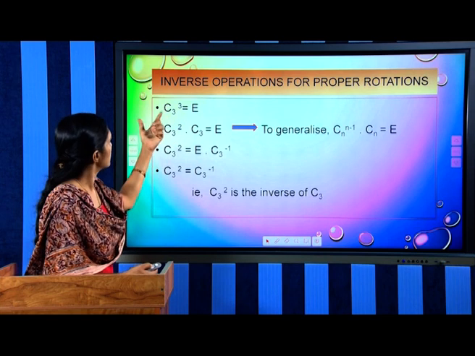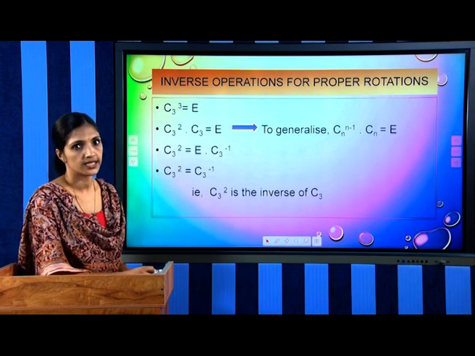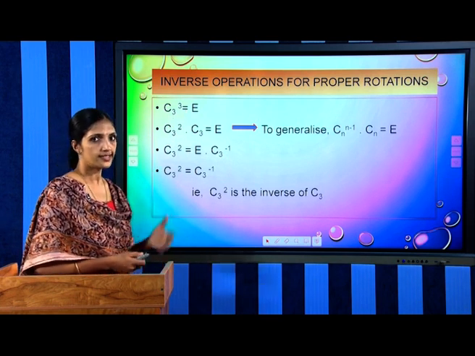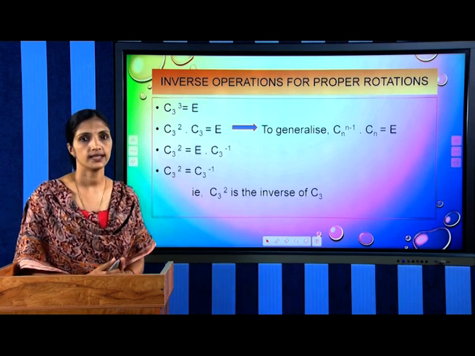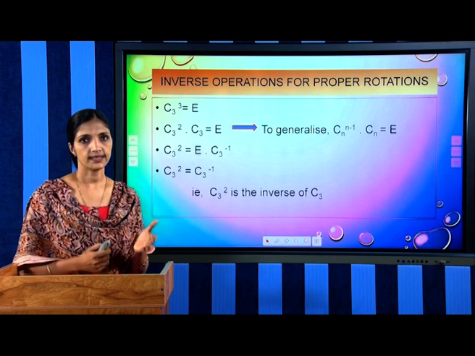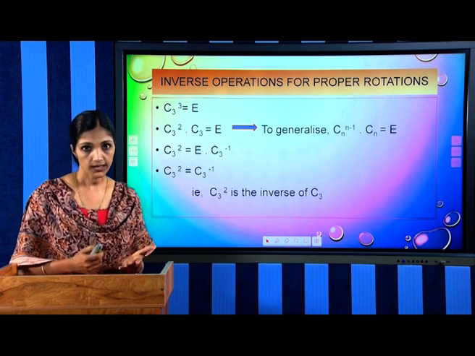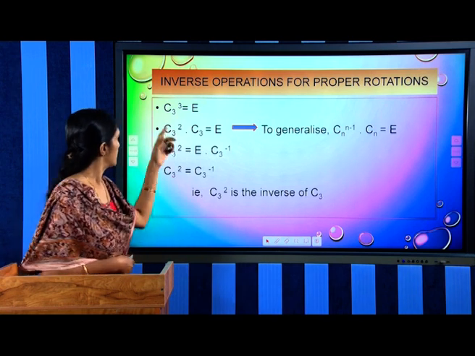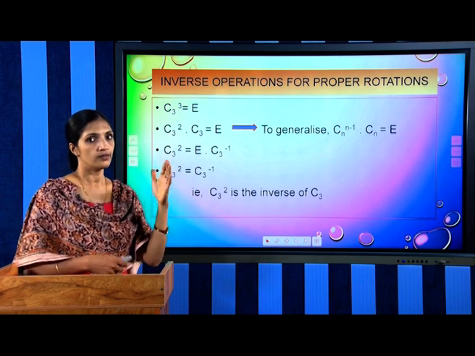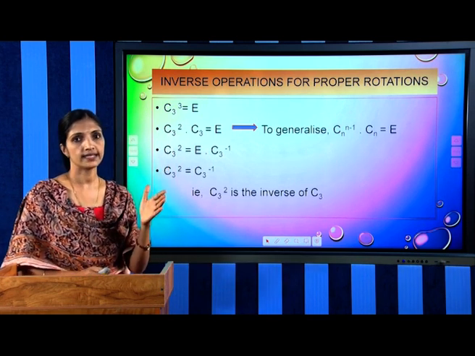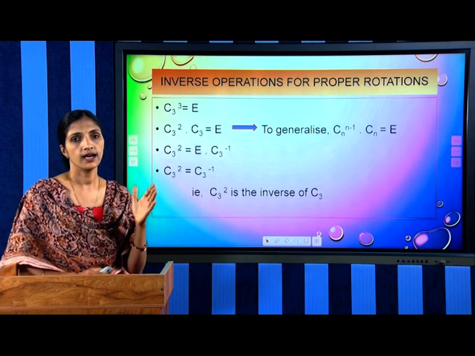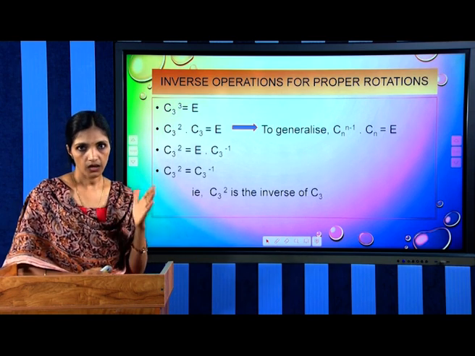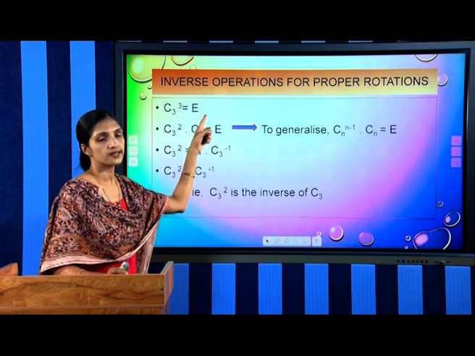Next we are dealing with the inverse operations for proper rotations. Here you can see C3 cube is equal to E, whether it is right or not. C3 cube is equal to E. C3 cube means what? C3 into C3 into C3. C3 is what? It is the 120 degree rotation in the anti-clockwise direction. So 3 times C3, 120 plus again 120, that means 240, again 120 means 360 degree. So at the third C3 it repeats its original configuration. So C3 cube is equal to E.